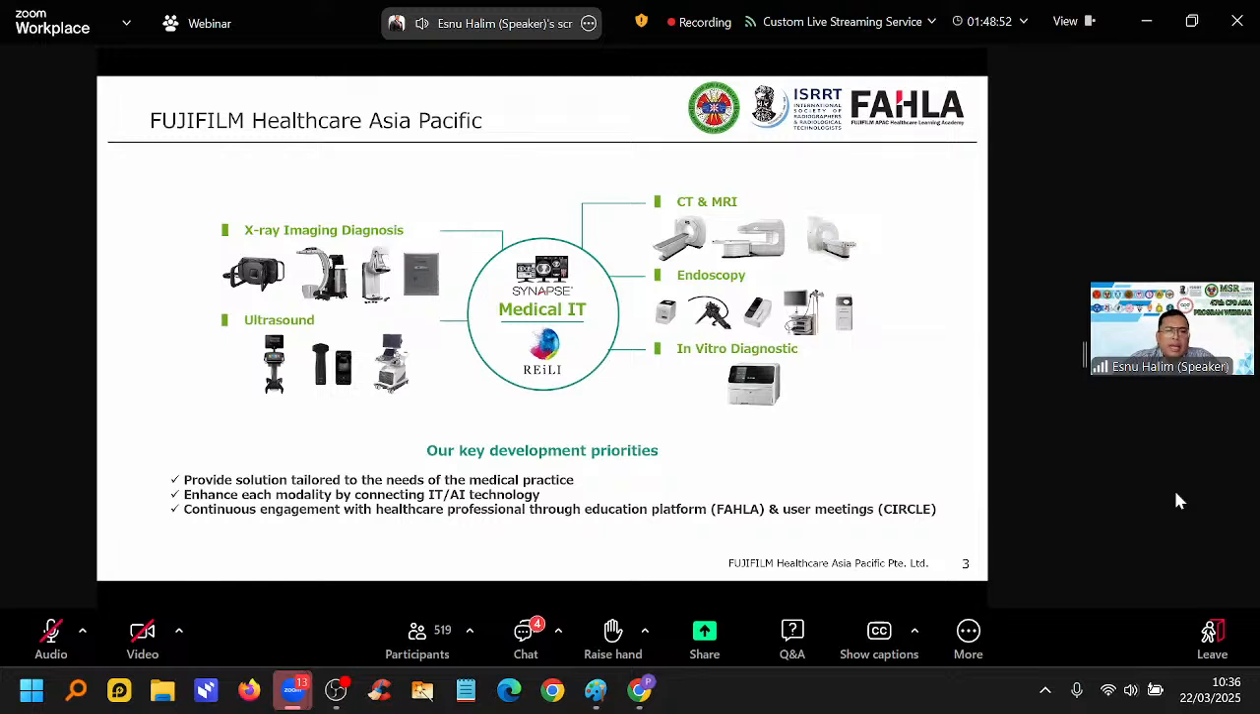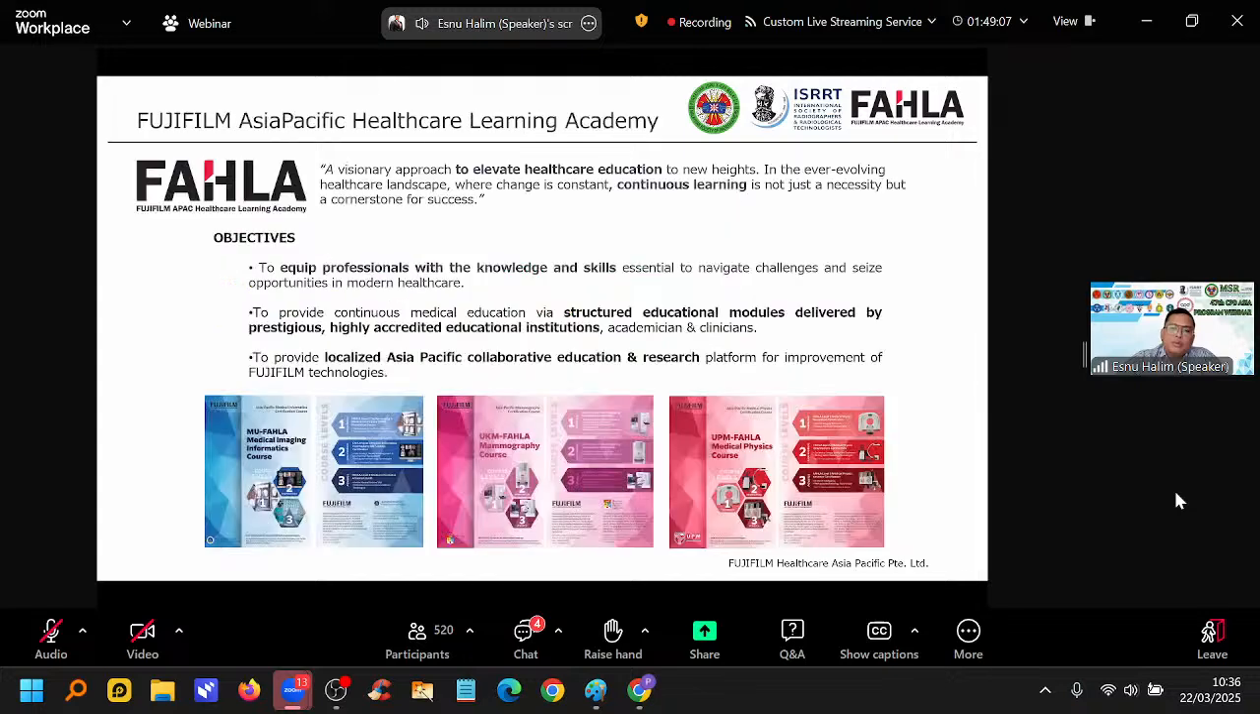And then the last one is continuous engagement with healthcare professionals through an education platform. We call it FALA, the one that we mentioned earlier. What is FALA? Later I will elaborate more. And also we have our own user meetings. So in terms of FALA, I'll take a little bit of time for this. After this, I will jump into the topic.